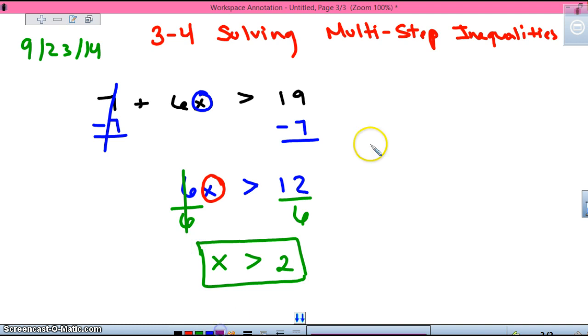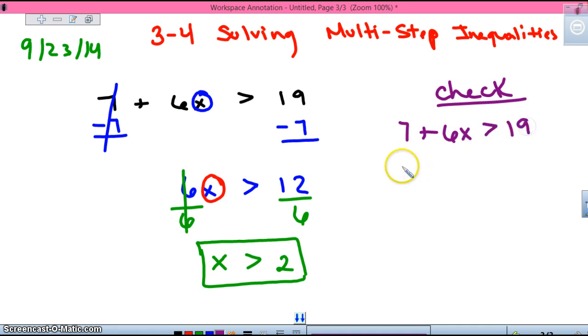Can we check our solution? If we are checking, we would start with our original inequality. That means 7 plus 6 times 2 should be greater than 19. Not times 2. We have to use a number greater than 2. So what number should I use? 3 or 4 or 5 or any number greater than 2.